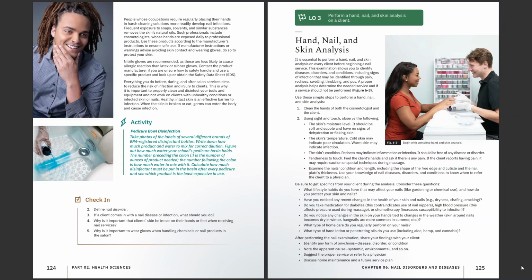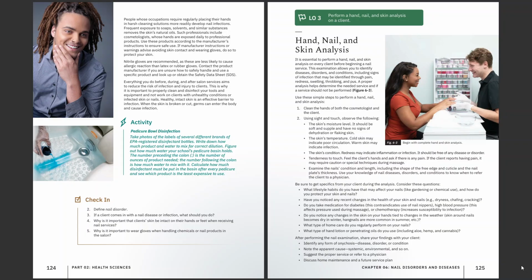Examine the nails, condition, and length, including the shape of the free edge and cuticle and the nail plate's thickness. Use your knowledge of nail diseases, disorders, and conditions to know when to refer the client to a physician. Be sure to get specifics from your client during the analysis. Consider these questions. What lifestyle habits do you have that may affect your nails, like gardening or chemical use? And how do you protect your skin and nails?